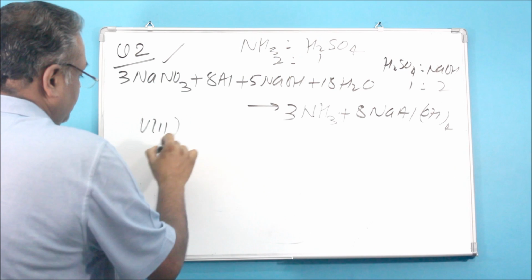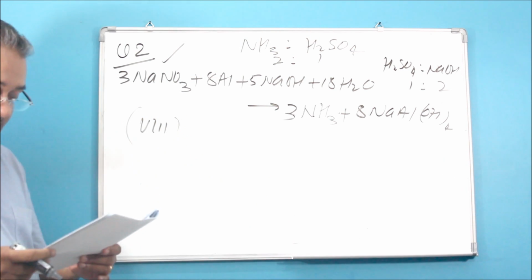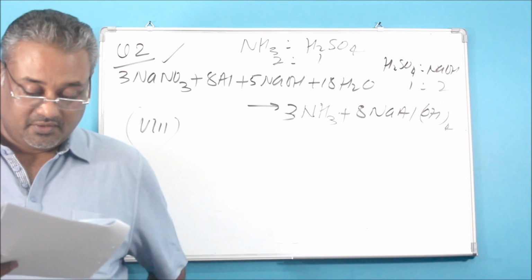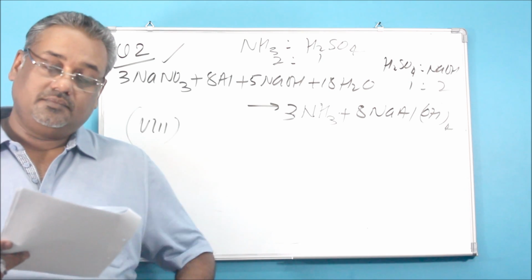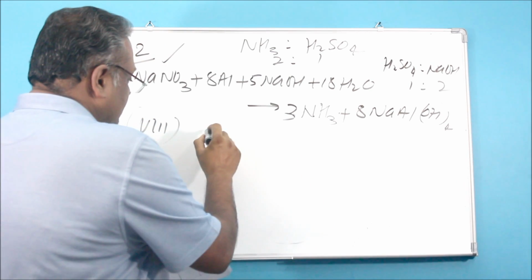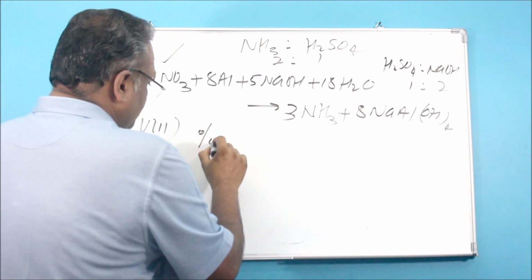For the 8th question, the question says find out the percentage of NaNO3 present in the impure sample. Well, the formula to find percentage purity is always percentage purity.